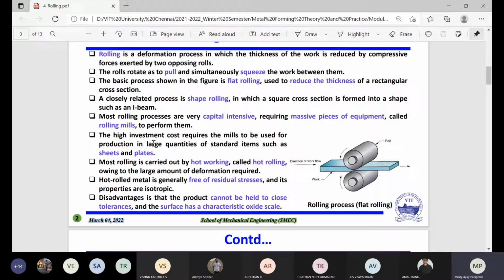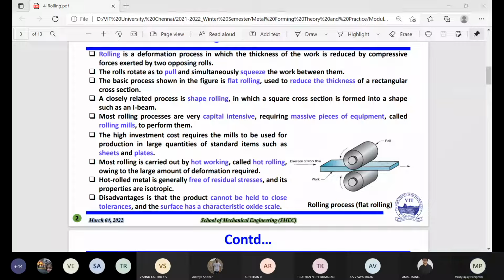So maybe we will just define everything: what is sheet, what is plate, what is billet, what is bloom, what is ingot. We all will define, because every time we are using this, this is a sheet, this is a plate, but we do not know how to define that plate and sheet. Most rolling is carried out by hot working, called hot rolling. We know about hot working and cold working. Can you just tell what is hot working and cold working?